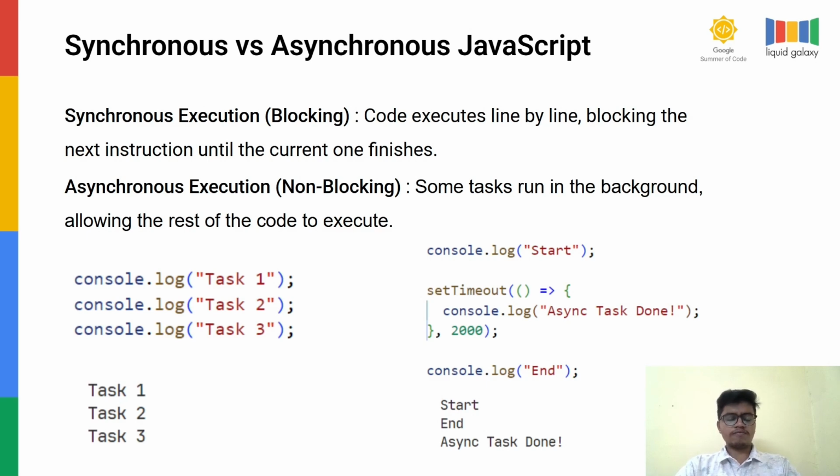Now, when we run this piece of code, we get output like this. First we get start, then end, and then async task done. It's surprising, right? Because async task done is written before the end, but still in the output we are getting end before async task done. That's the magic of asynchronous JavaScript, because the setTimeout function will execute after 2 seconds, but our code is not waiting for it to execute. Instead, our code is printing end. So that's how asynchronous execution works in JavaScript.